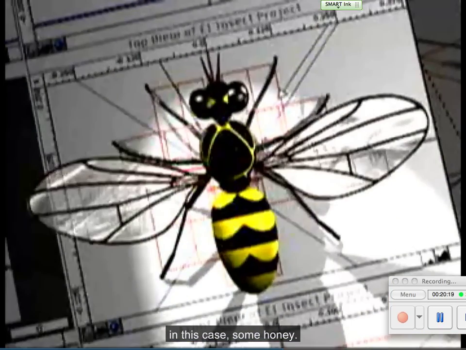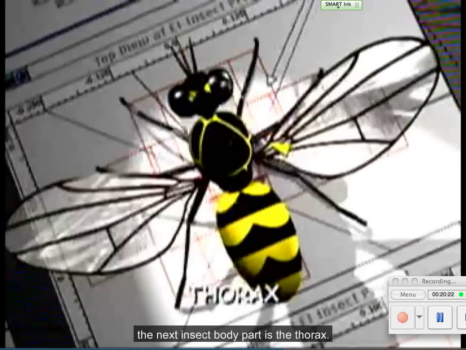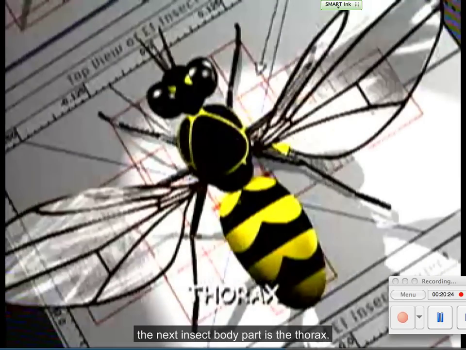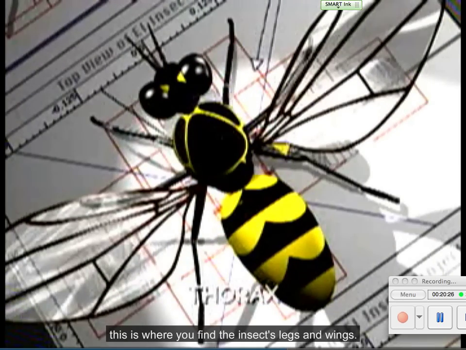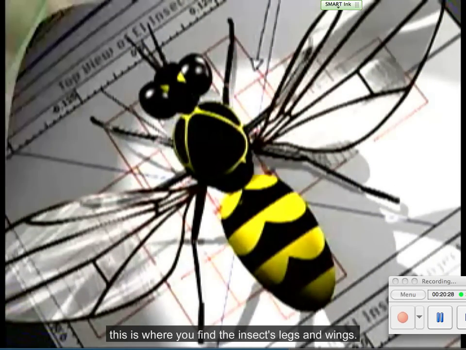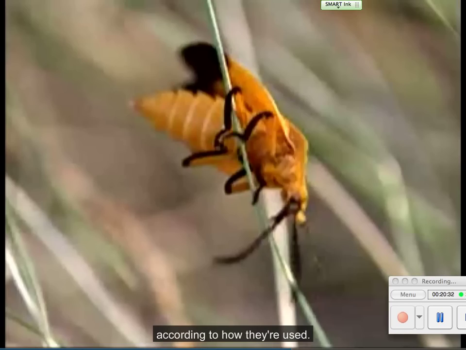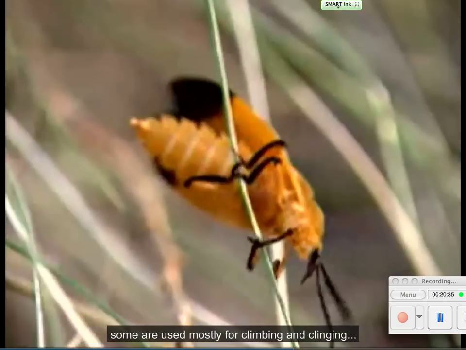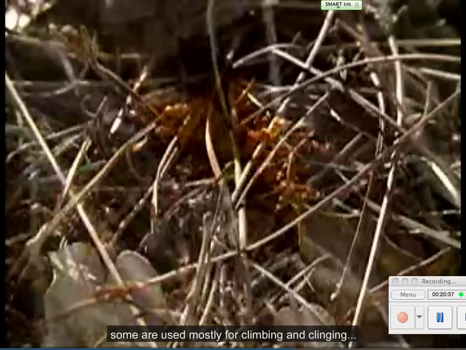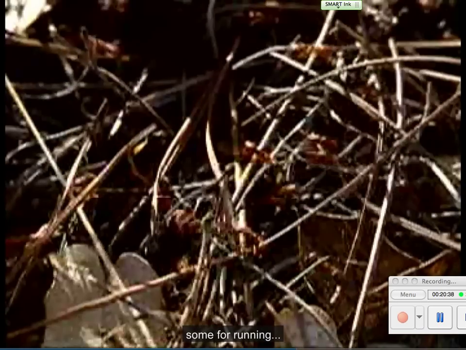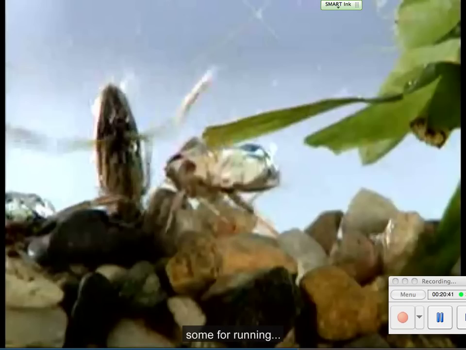The next insect body part is the thorax. This is where you find the insect's legs and wings. Insect legs are varied according to how they're used. Some are used mostly for climbing and clinging. Some for running. Some for swimming.